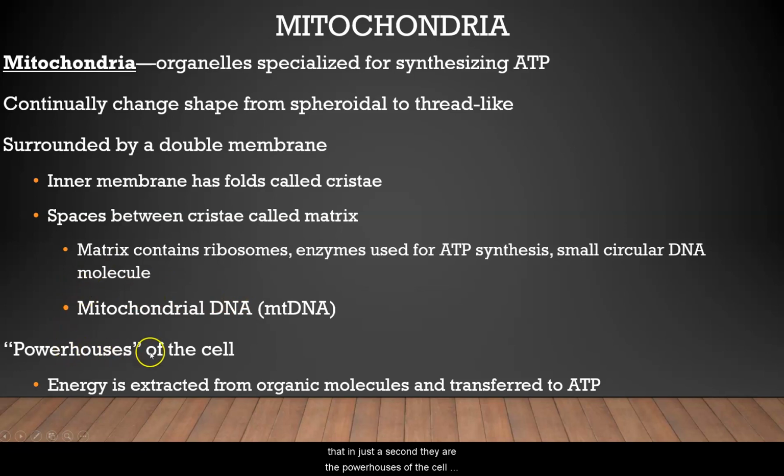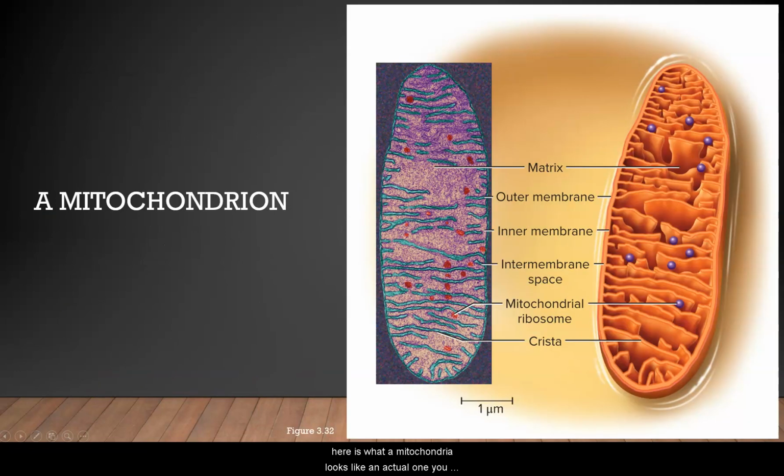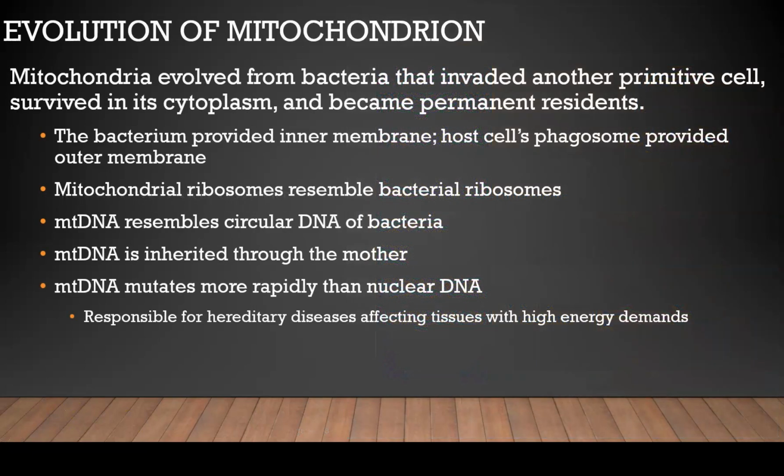They are the powerhouses of the cell. I'm sure you've all heard that before, but they are what is used to produce ATP, which eventually is what is used to get energy in order for the cell to do work. Here's what a mitochondrion looks like. This is an actual one. You can see the matrix, you can see the folding cristae, you can see mitochondrial ribosomes. Very nice, very cool. That's what a mitochondrion looks like.